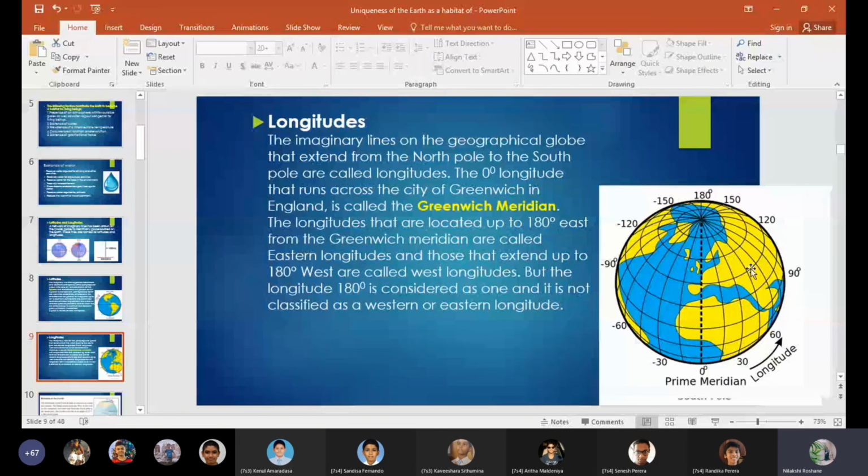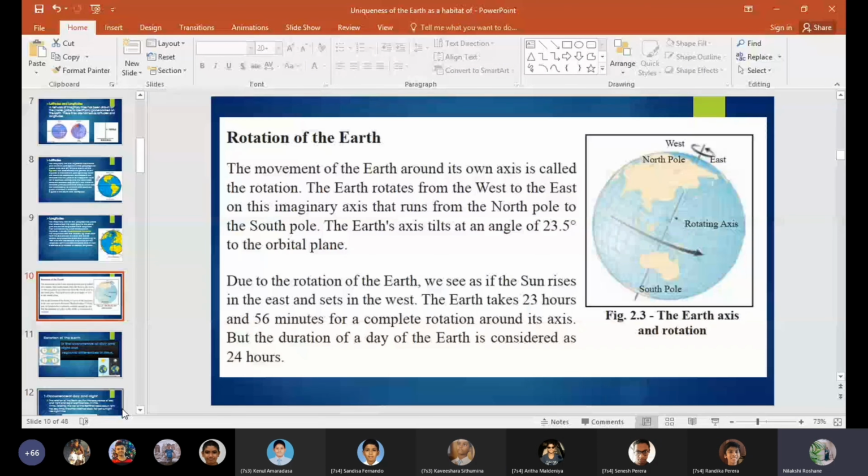So you need to remember this part, the longitudes. And next we are going to discuss the rotation of the earth. The movement of the earth around its own axis is called the rotation. The earth rotates from west to east. So earlier we discussed that earth rotates from west to east.